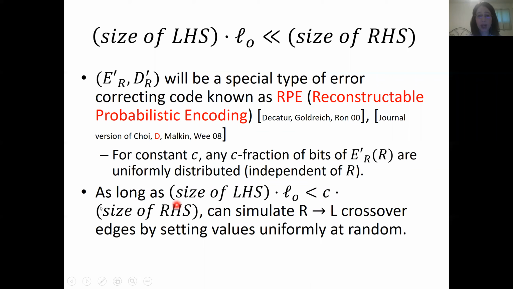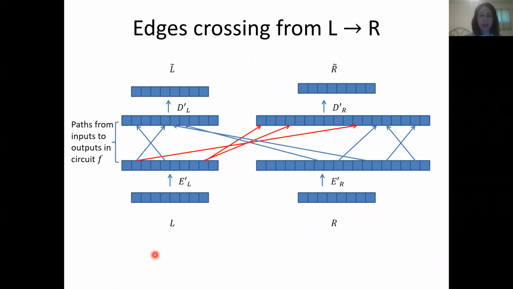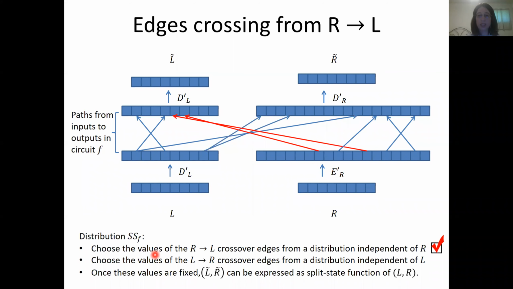So why is this useful for us? Remember that we said that the size of the left-hand side times LO is a lot smaller than the size of the right-hand side. So as long as the size of the left-hand side times LO is less than C times the size of the right-hand side, then we can simulate all the edges going from right to left just by setting these values uniformly at random. That's the property that this code gives us. Okay, so we've successfully handled the edges going from right to left.